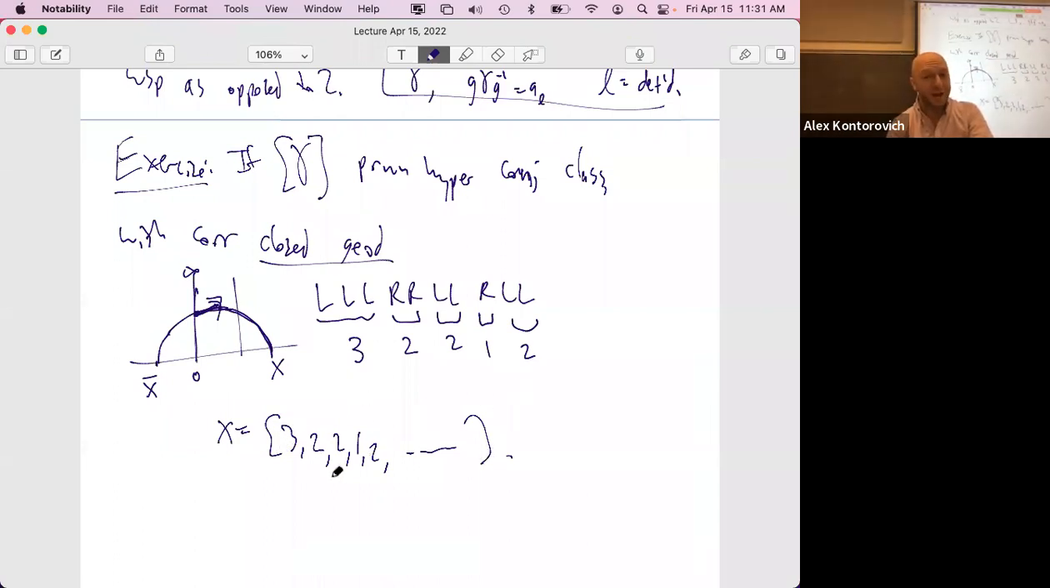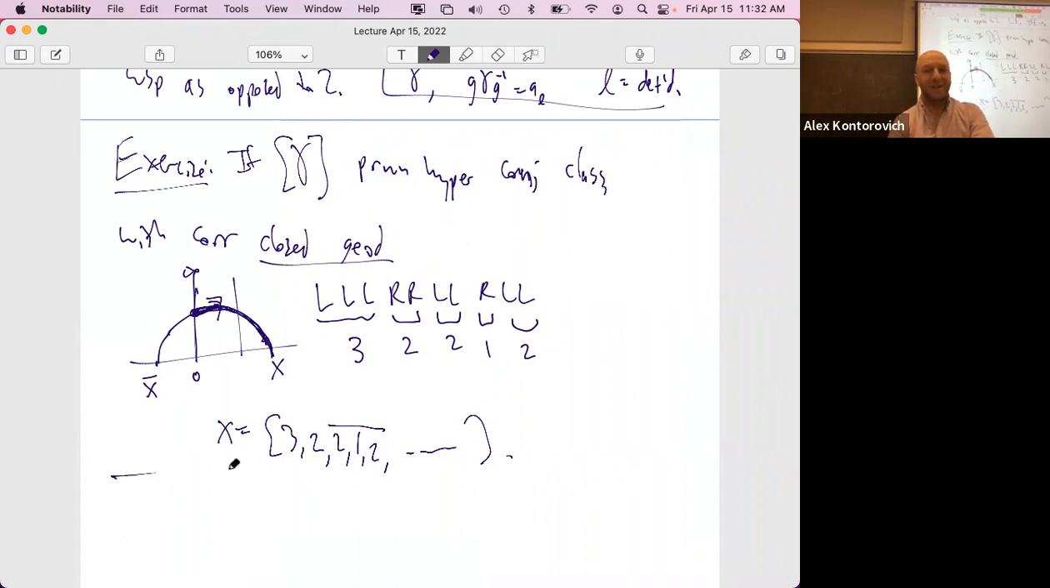And so if this is periodic, then the sequences of L's and R's are periodic, because eventually you get back to the equivalent point down here. And so whatever this trajectory was, whatever sequence of L's and R's was here, that'll continue forever. So if it's a closed geodesic, then x will eventually be periodic. So now I have 2, 1, 2, 2, 1, 2, 2, 1, 2 forever.